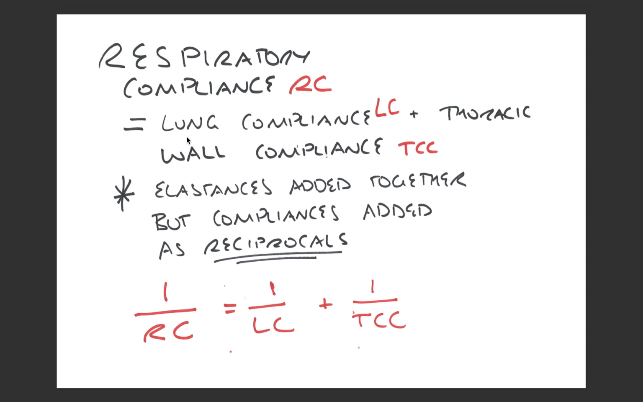Respiratory compliance, the compliance of our whole respiratory system, is dependent on the compliance of the lung, which we've discussed, and the thoracic cage compliance, or the TCC. Remember that if we add elastances together, they can simply be added, but if we add compliances together, we have to add them as reciprocals, which is something you should remember when dealing with compliances for your exam.